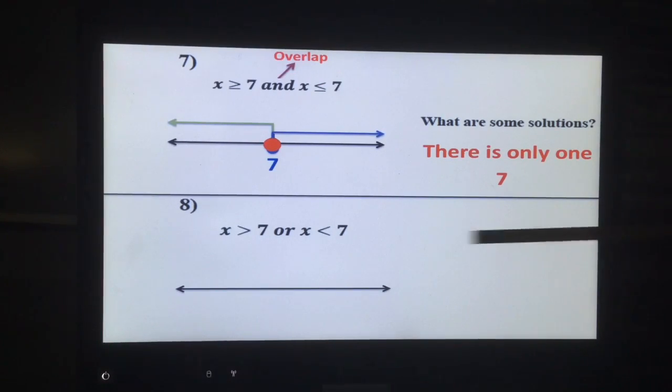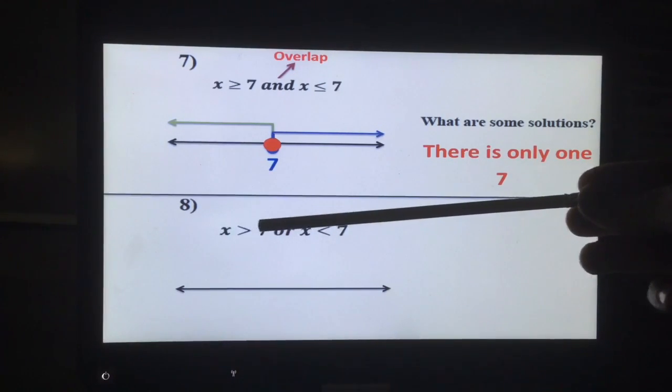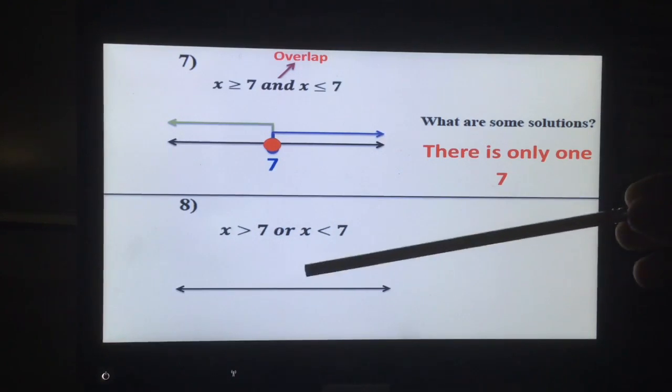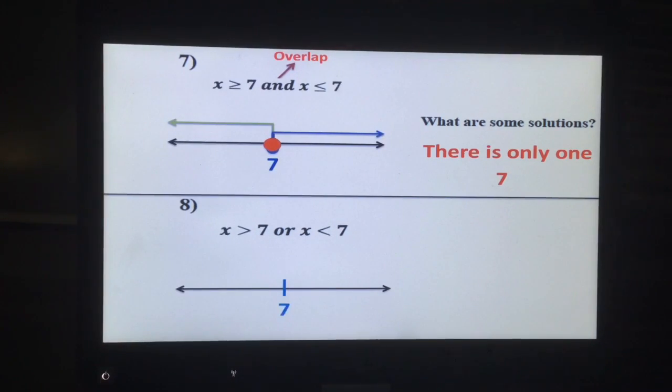Now the next one is different because we do not have or equal to bars. So when we put that 7 in there, we're going to have an open blue circle and an open green circle, okay? So the shadings are going to be the same. The green side is going to go to the left, the blue side is going to go to the right. What I want you to do now is I want you to tell me what are the possible solutions. Go ahead and do that right now.